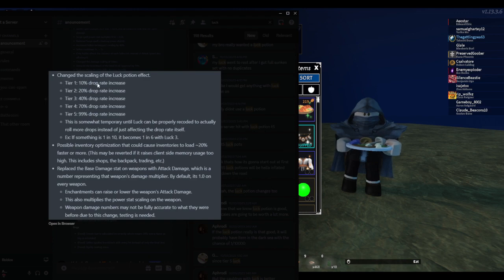But basically, they changed the scaling of the luck potion effect. Tier 1 increased 10%, right? How the math works is you take the normal rate and you multiply it by 1.1. That's basically it, because the number 1 is 100%, so 10% extra is just 0.1 in terms of math values. Oh my god, it's not even that hard of math, but I didn't think I would talk about math.